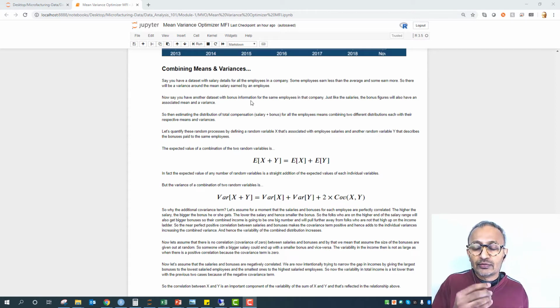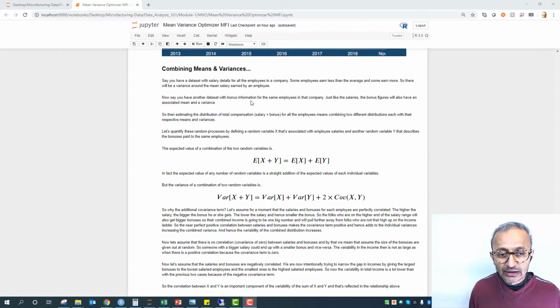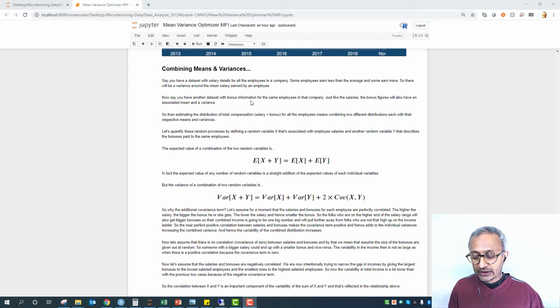Anytime you have a data series which has, say, salary details, of course you're going to have a mean, which is the average salary of an employee. You just sum the entire column and divide it by the number of instances of salaries, and you get your mean. You of course have a variance, and we went through how to calculate that. Same thing for the bonus details.